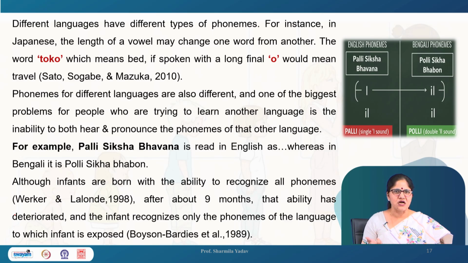It depends on the culture of that particular region and the language. So it is not always like English. In Bengali, the phoneme is pronounced differently. Although infants are born with the ability to recognize all phonemes, after about 9 months that ability deteriorates, and the infant recognizes only the phonemes of the language to which the infant is exposed.